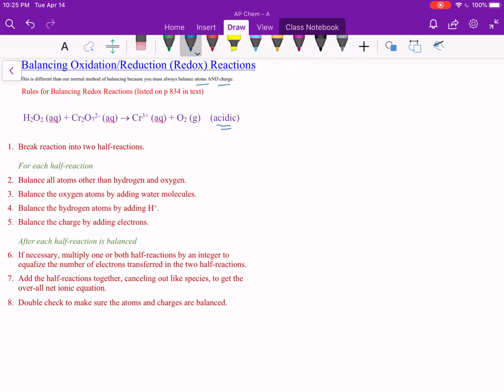So, like I said, there's a systematic way. What you can see here are 8 steps, 1 through 8, and these are the quote unquote rules for balancing these redox reactions. We're going to go through these step by step, rule by rule, so you guys get an idea of how to do this.